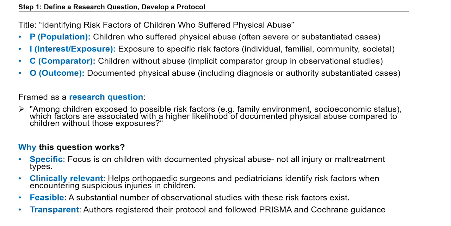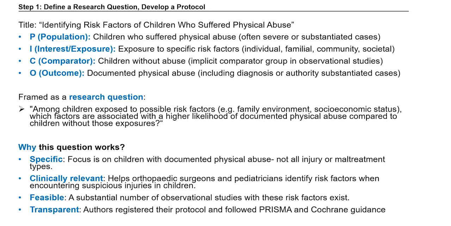Comparator: children without abuse. So we are looking at the difference. We are looking at the papers that compared those who were referred to clinics with and without signs of physical abuse. Outcome: we are looking at documented physical abuse cases, including diagnosis or any case that was reported by the authorities. So what is the question here, based on the PICO criteria we just reviewed together?